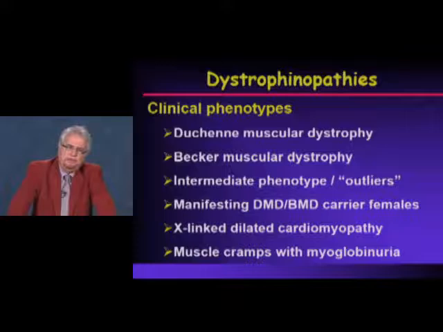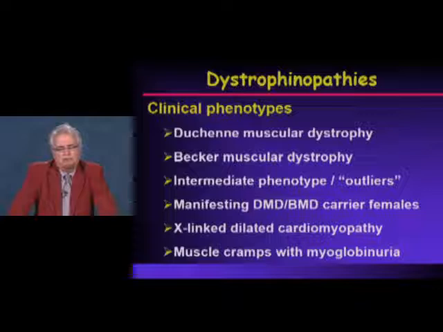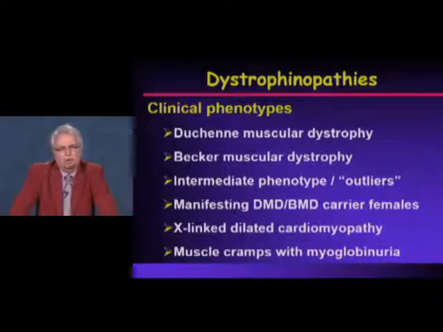So we're talking about Duchenne, Becker, and so on, but since the discovery of the dystrophin protein, many clinicians prefer the term dystrophinopathies, which includes a number of phenotypes, not just what I just presented, but also manifesting DMD, BMD carrier females. Somewhere between 20 to 25% of carriers can be symptomatic and have weakness, cardiomyopathy, and muscle cramps, and so on.